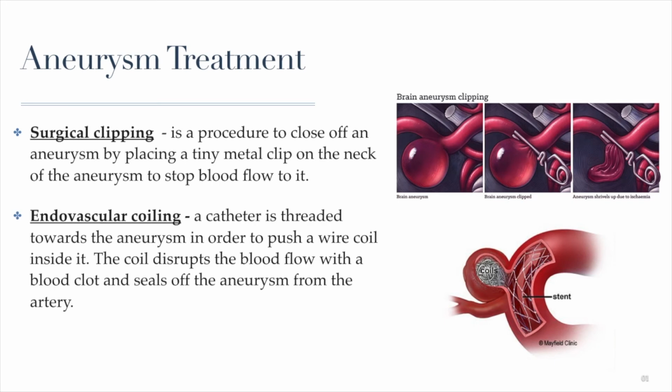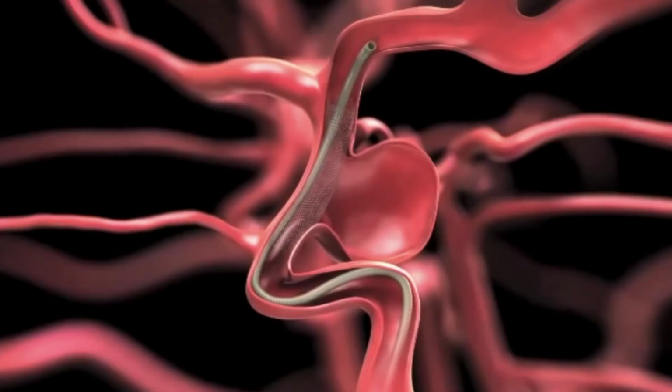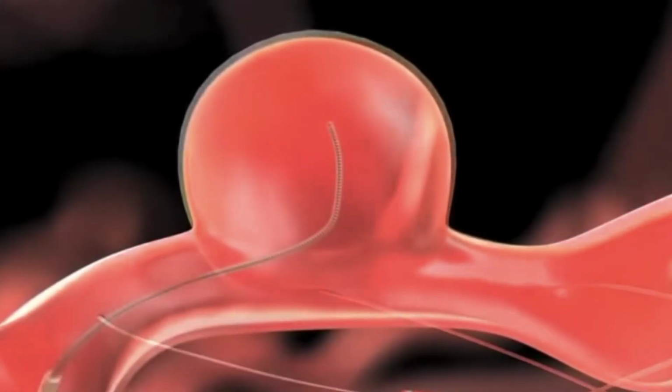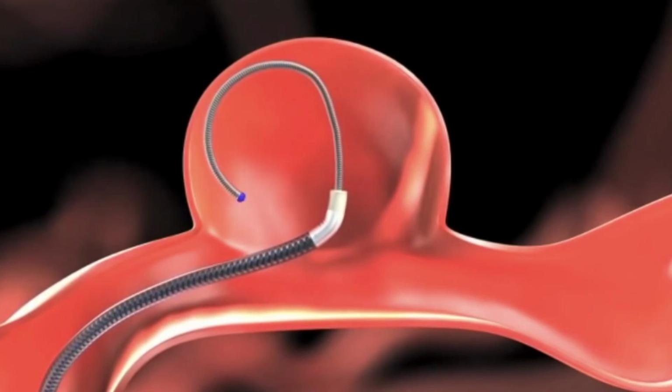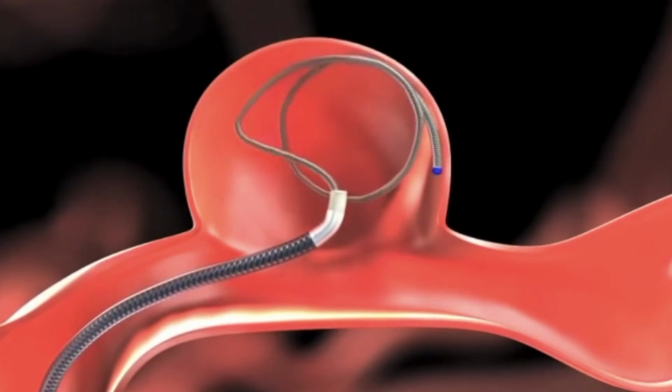And so during endovascular coiling, just like with angioplasty and stenting, a catheter is inserted through the groin and it's fed through an artery all the way to the site of the aneurysm in the brain. And then a wire mesh is deployed in order to strengthen the section of artery. And also a wire coil is released and placed within the balloon itself.